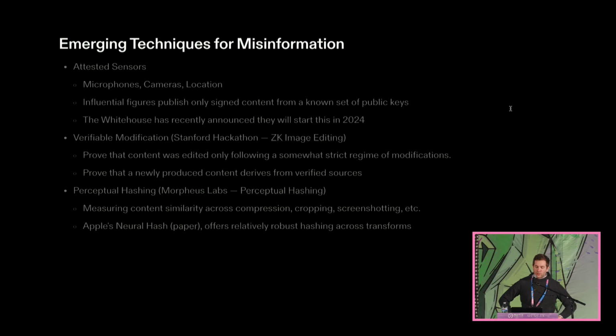And another one is this cool idea called perceptual hashing, which is taking a video or photo, and hashing it to check the similarity to a prior video or photo before cropping, screenshotting, or modification. There's a paper from Apple called Neural Hash, and it offers relatively robust hashing across transformations. So you might take an initial image, screenshot a piece, take it out, and then compare the prior and the latter perceptual hash and get like a 90+% positive ratio, which can help to detect that the content derived from a valid source. And there's actually a team, Morpheus Labs, who just did some work on this a few days ago.